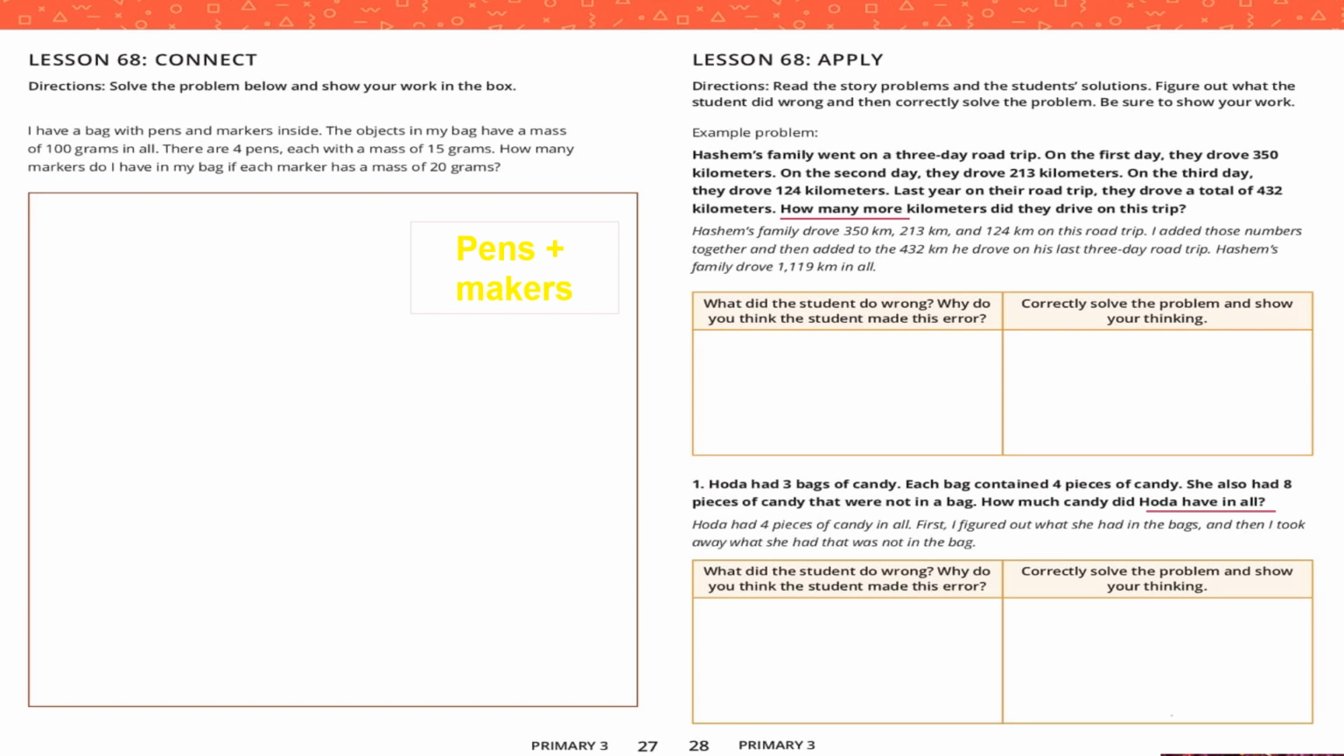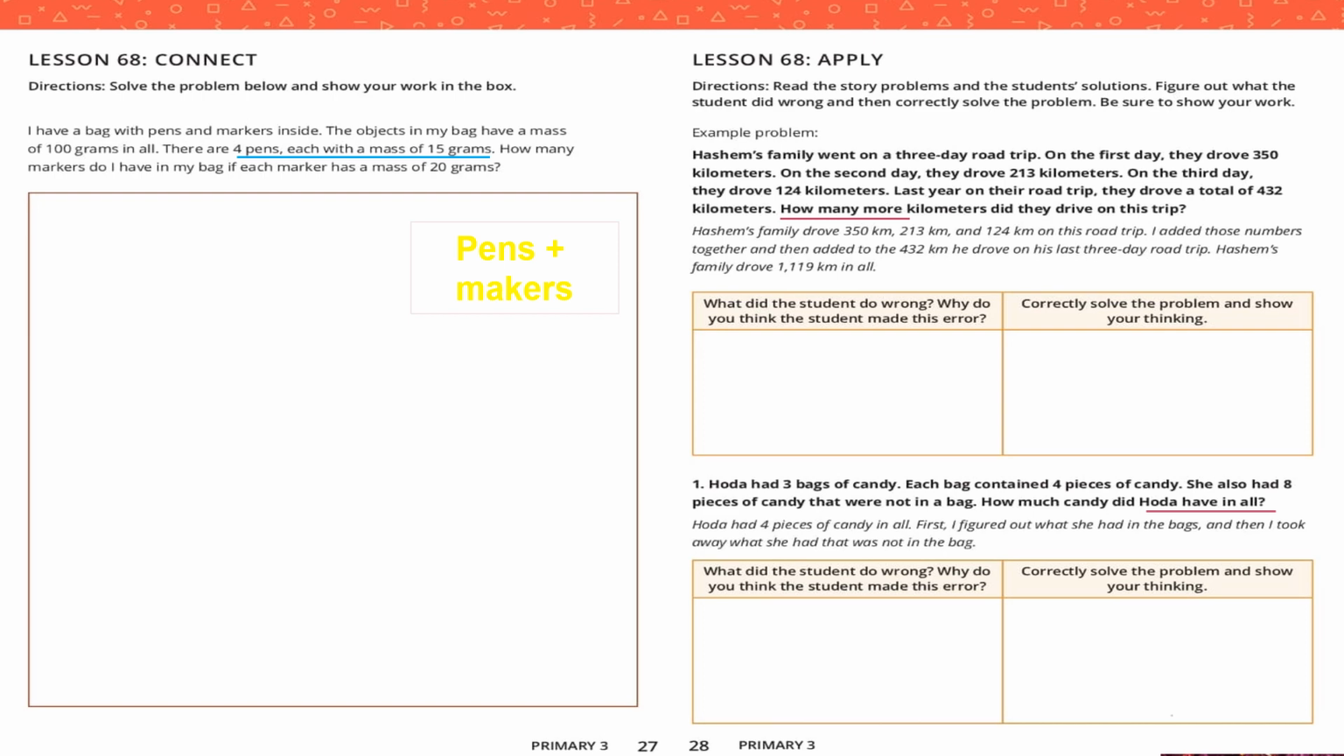The connect part. Solve the problem below and show how you work. I have a bag with pens and markers inside. The objects in my bag have a mass of 100 grams. So the total mass of pens and markers is 100 grams.